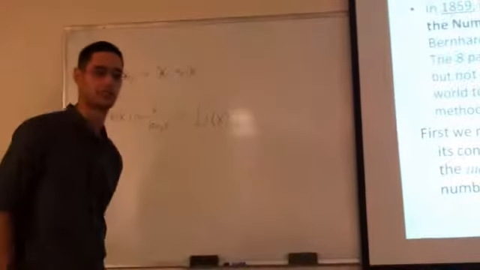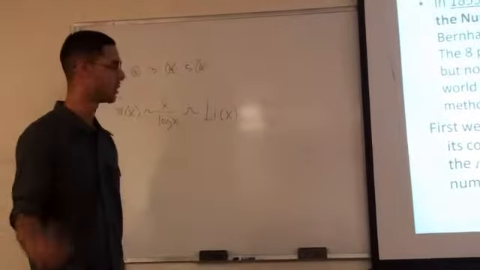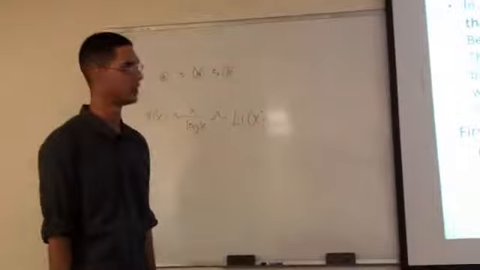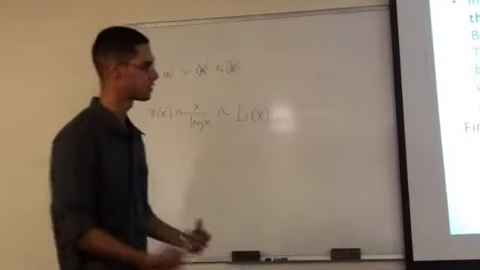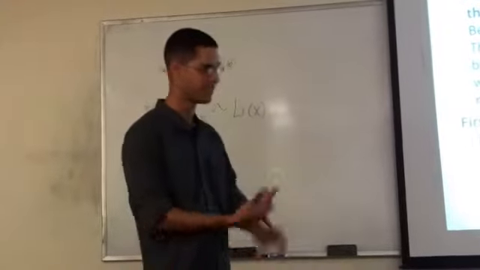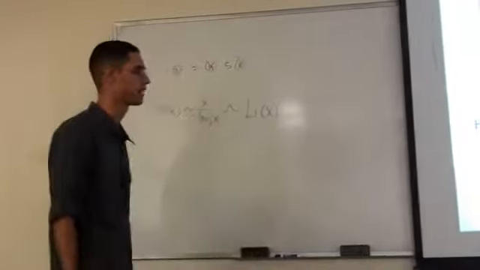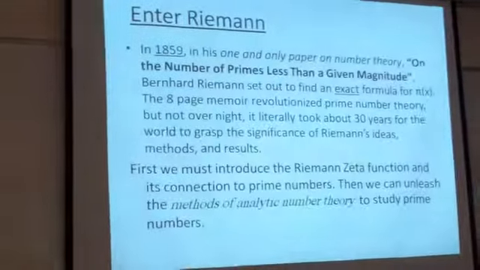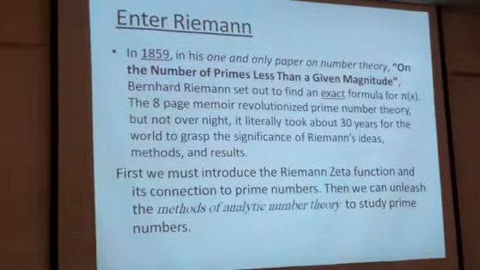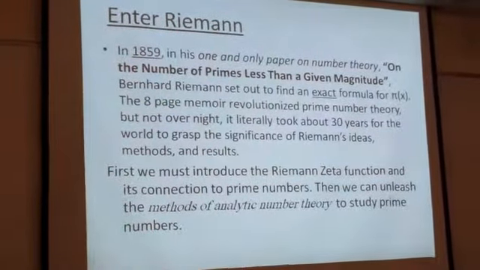People didn't even talk about this stuff. I mean, they probably talked about it, but not a single paper was published for about 30 years. No real results. The methods, the ideas, everything was too new for everybody. So Riemann was way ahead of his time. So he set out to find this exact formula for pi of x.